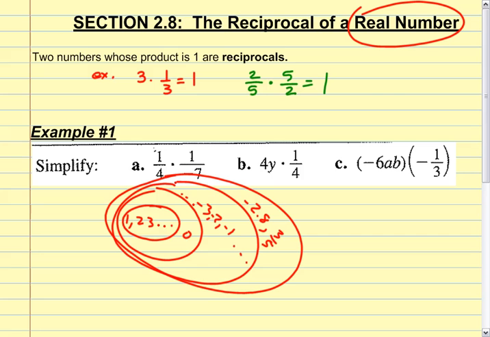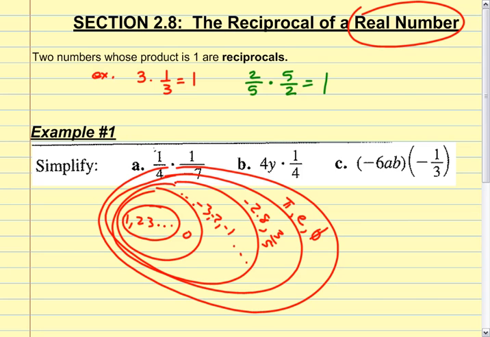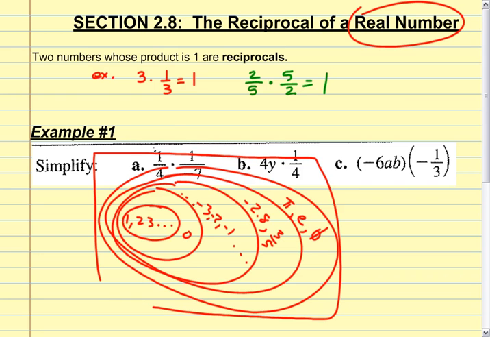Then we have irrational numbers, numbers that cannot be written as fractions. They go on forever and ever. Do we know any numbers like that? Pi. e. Don't worry about it right now. These are numbers that go on forever and never repeat. They cannot be written as fractions. Those are irrational numbers. All of these things are called real numbers.